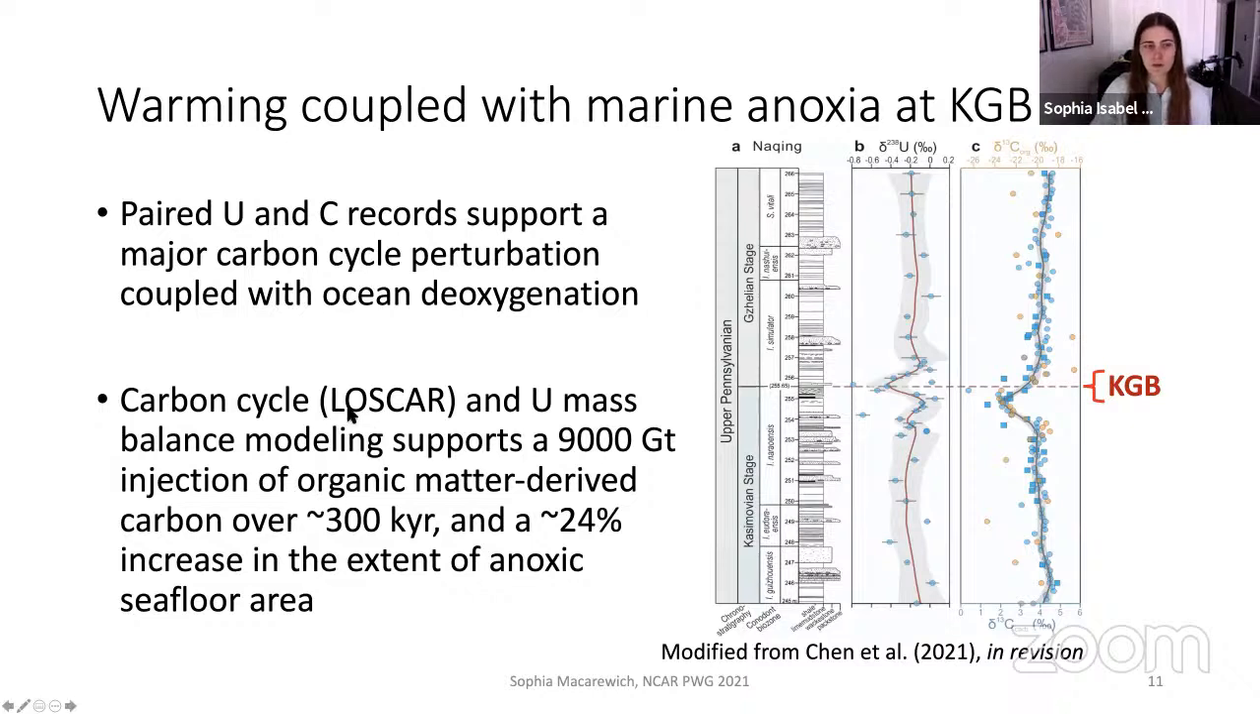These records were also used to inform carbon cycle modeling with LOSCAR and uranium mass balance modeling. Without getting into the details of that modeling here, I'll just say that it supports a 9,000 gigaton injection of organic matter derived carbon over 300,000 years, and also a 24% increase in the extent of anoxic seafloor area. At this point, the actual source of the carbon injection is uncertain. It could have been associated with methane from a large igneous province, or it could have been melting permafrost, but the exact source is uncertain.